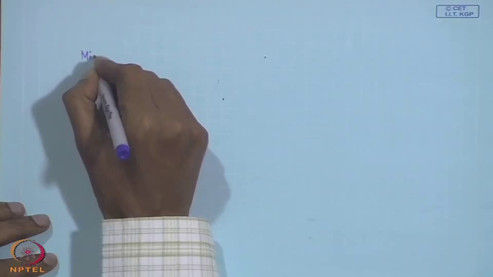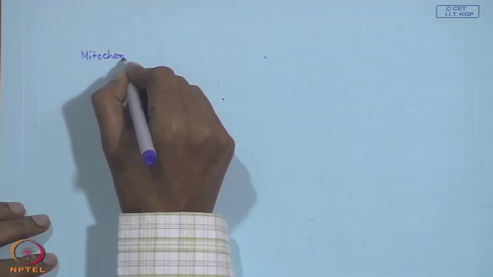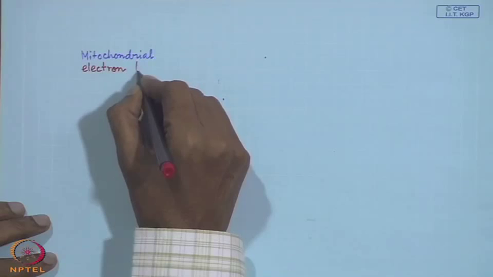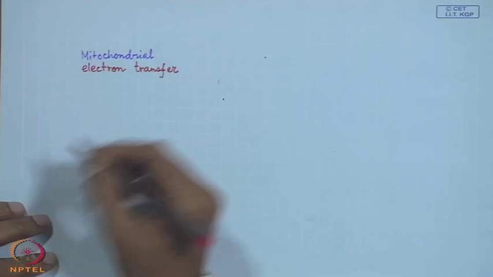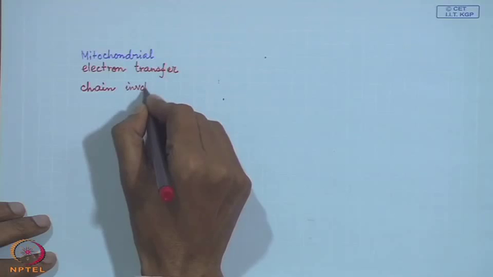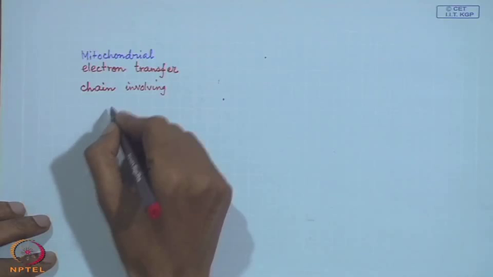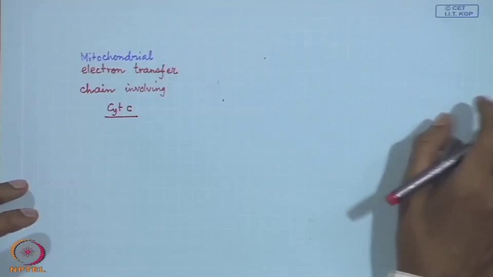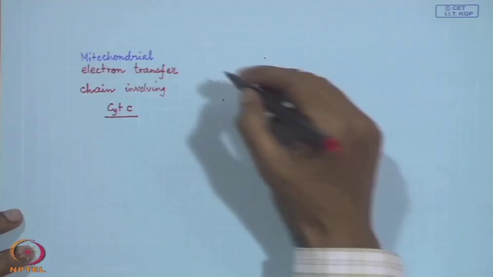So, we have the mitochondrial electron transfer chain involving our cytochrome. One molecule we'll study is your cytochrome C. There are a large number of molecules, but the basic difference between these is only in the porphyrin chain. So basically this is a very important chain.